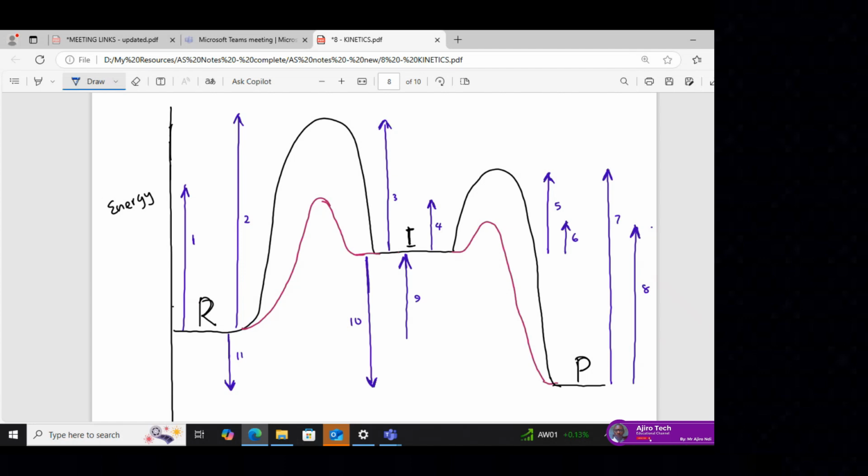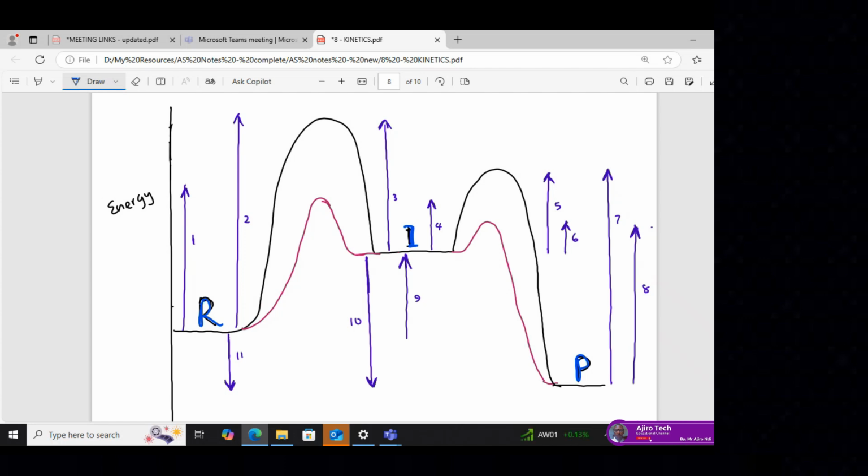So R is reactant, P is product, I is intermediate. The black line is the uncatalyzed reaction. The red line is the catalyzed reaction. The positions of R, I, and P are never affected by catalysts. Catalysts only make it go from R to I faster, and I to P faster. R is always here, I is always here, and P doesn't change. Do you get it?